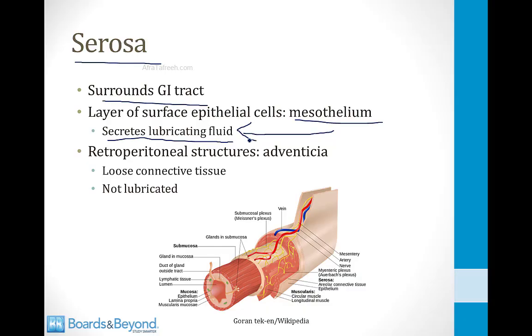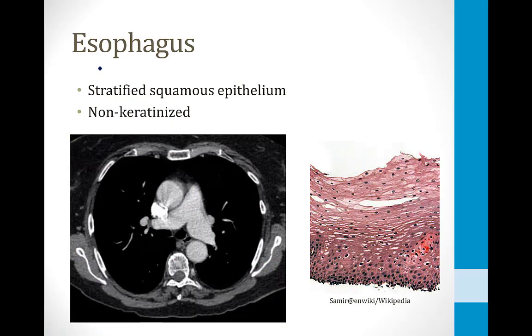They are not surrounded by a mesothelium. Instead, they are surrounded by something called adventitia, which is a layer of loose connective tissue. And they are a little bit different in that they are not lubricated like the other portions of the GI tract. Now what I'm going to do is go through the different sections of the GI tract, the esophagus, the stomach, the small intestine, the large intestine, and talk in a little bit more detail about each portion. And we'll begin with the esophagus.